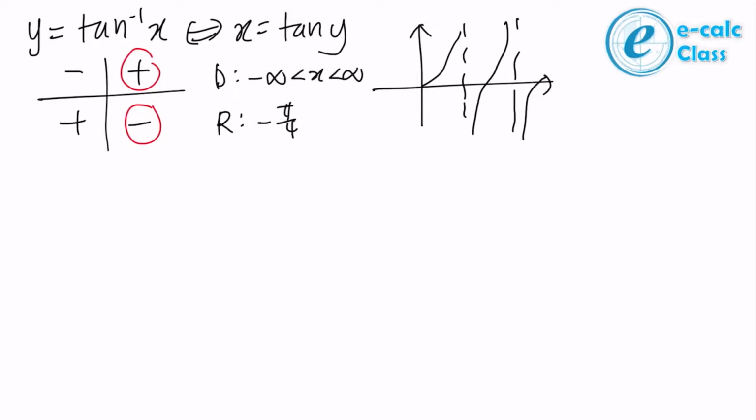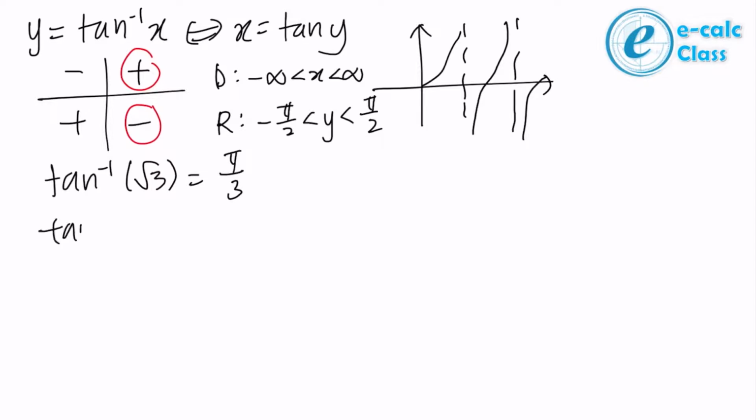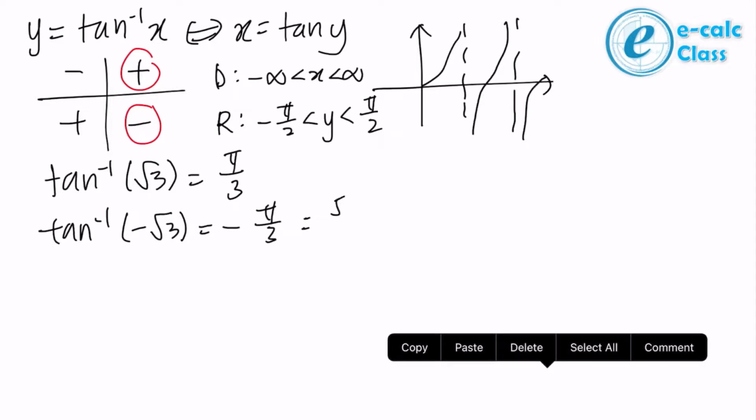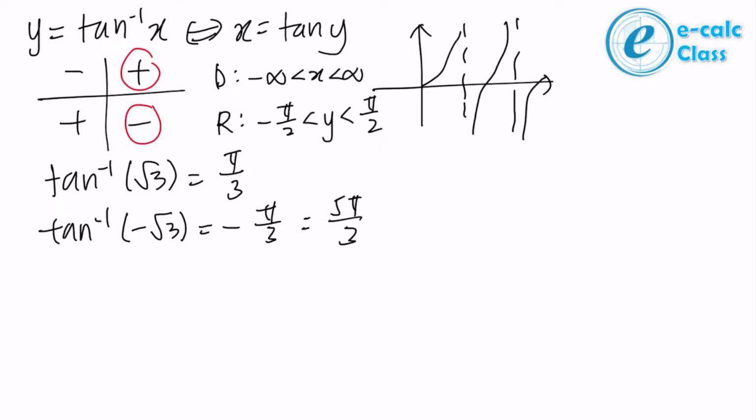But the range, like I said, quadrant 1 and quadrant 4, or quadrant 1 and negative quadrant 1. Negative pi/2 to pi/2. Not include, for tangent not include, because at pi/2 or negative pi/2, it is actually undefined. Okay, so similarly, tangent inverse of sec 3 is pi/3, 60 degrees. Arctangent of negative sec 3 is either negative pi/3 or 5 pi/3.